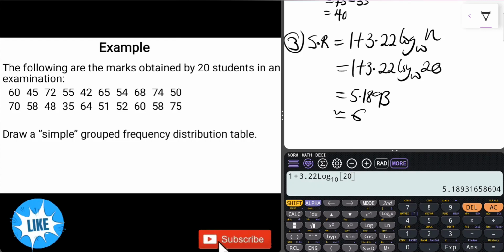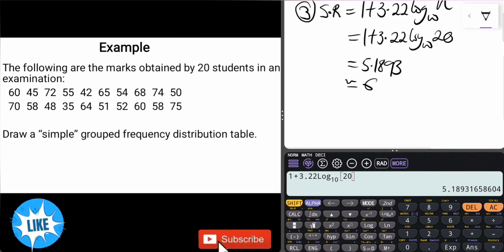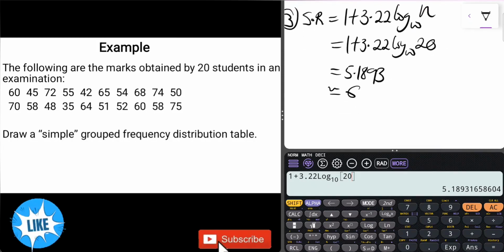All right, so it's going to be rounded to 6. So it is going to be the number of classes we are going to have for the various class intervals. The number of classes, we're going to have 6 classes to have our frequency grouped under. So after getting the number of classes, the next step is to find the class size or the class width. And how do you do that?